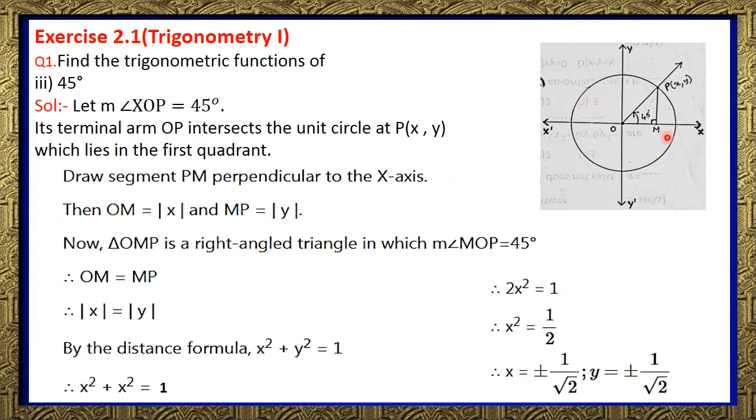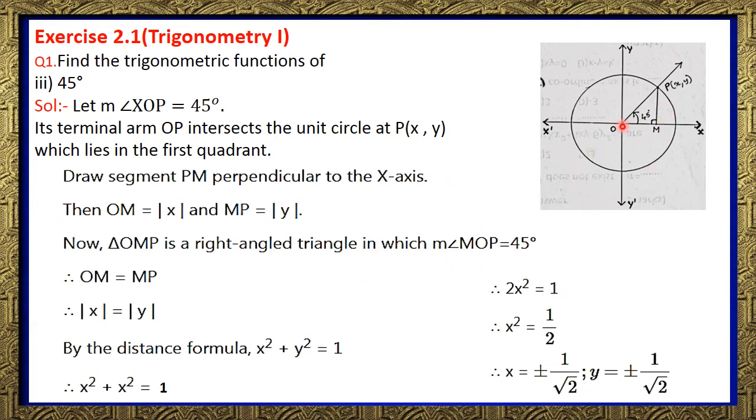Diagram is drawn with a unit circle, center at the origin O, and the terminal arm OP intersects the unit circle at P(x, y), which lies in the first quadrant. Now to get the coordinates, we will draw perpendicular from the point P to the x-axis, that is PM. And angle MOP is 45 degree. Then we know the third angle OPM is also 45 degree, means it's an isosceles triangle. Then the distances OM and MP are equal, that is modulus of x and modulus of y are equal.